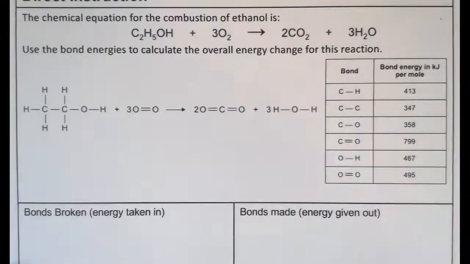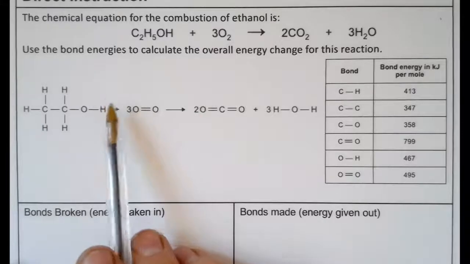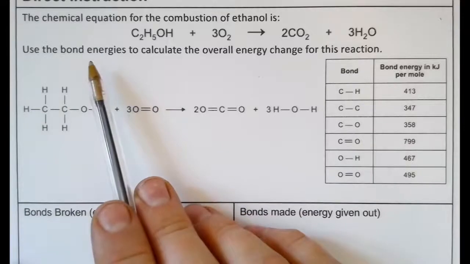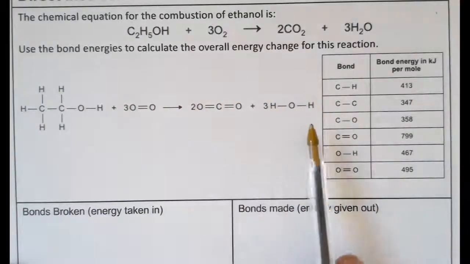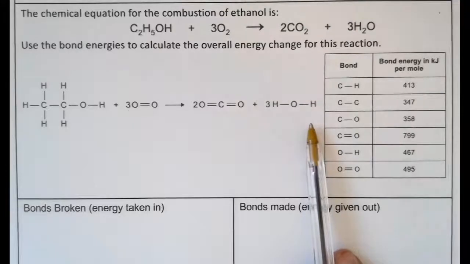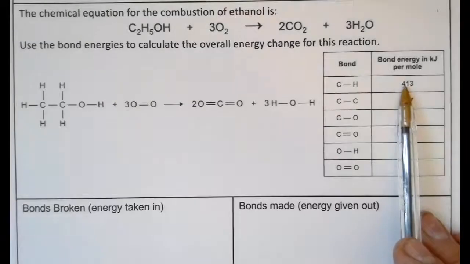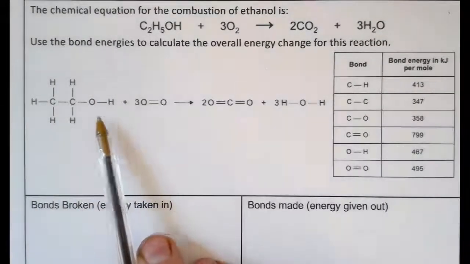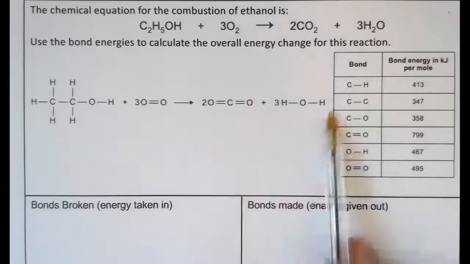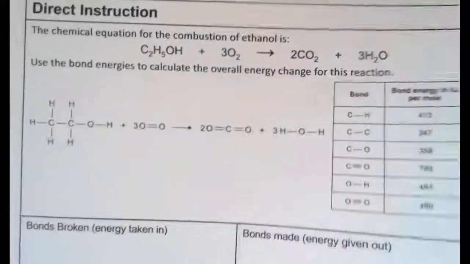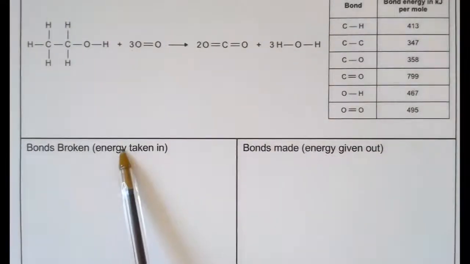In a reaction, when it takes place, we assume that all of the bonds on the left hand side of the equation are broken, and then all of the bonds on the right hand side of the equation are made again. And we can use bond energies to work out how much energy is going to be needed to break all of them and how much energy is going to be given out when we make all the ones on the right hand side. Just remember from last lesson that if you're breaking bonds, you're taking energy in. If you're making bonds, you're giving energy out. So let's have a look what we have to do here.